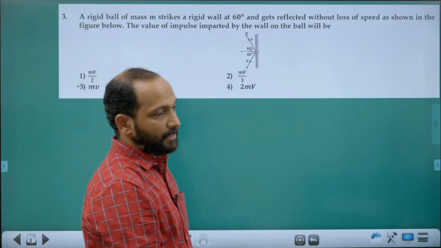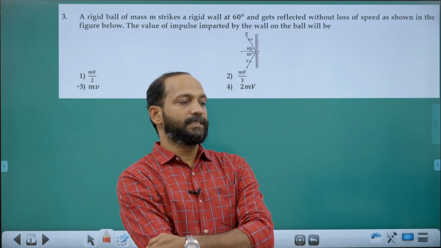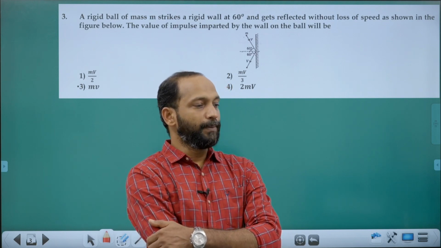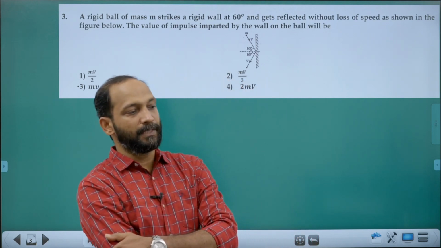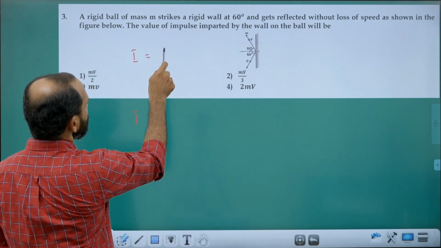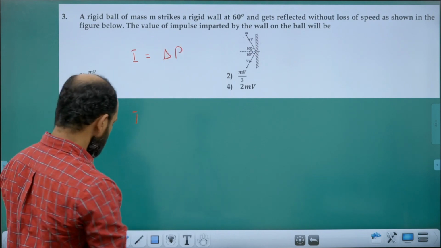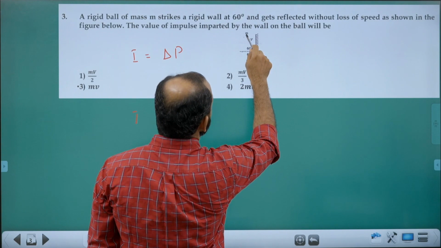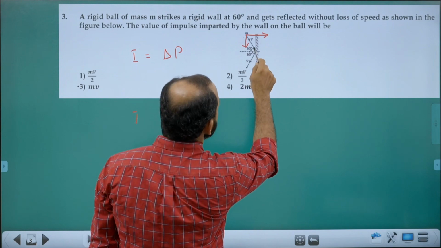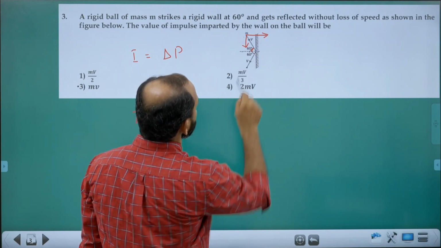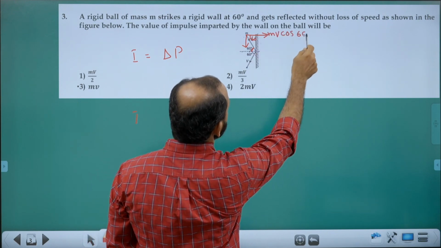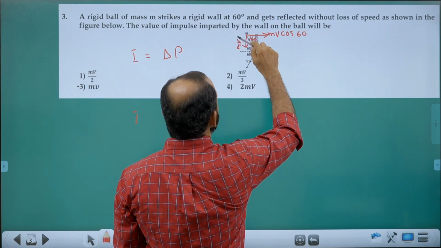Next one, a rigid ball of mass m strikes a rigid wall at 60 degrees and gets reflected without any loss of speed, as shown in the figure. Find the value of impulse imparted by the wall on the ball. Impulse is equal to change in momentum. That is the impulse momentum theorem. Impulse is equal to change in momentum. Here, resolving this initial momentum into two rectangular components. As this angle is 60 degrees, this angle is also 60 degrees, so this one is mv cos 60 and the other one is mv sin 60.